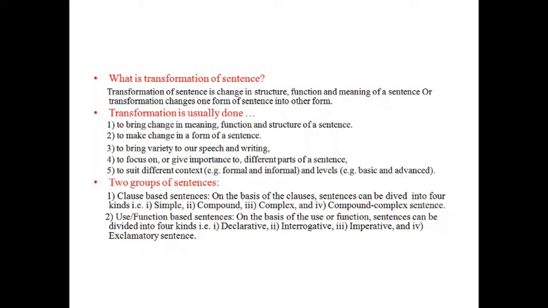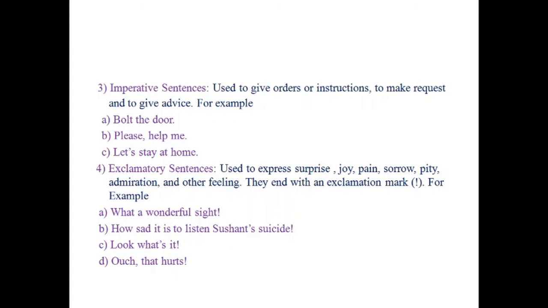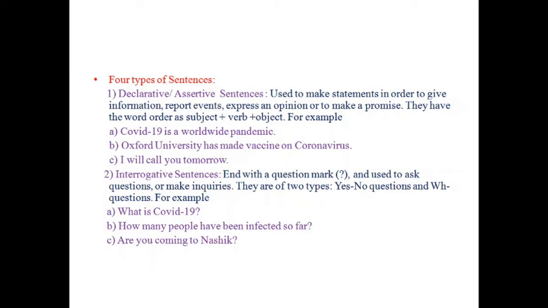The second group of sentences is use or function-based sentences. Function-based sentences are formed on the basis of the use of function. These sentences can be divided into four kinds: declarative sentence, interrogative sentence, imperative sentence, and exclamatory sentence. The actual topic of our discussion is this type of sentences. So let us discuss in more detail these four types of sentences: declarative, interrogative, imperative, and exclamatory.